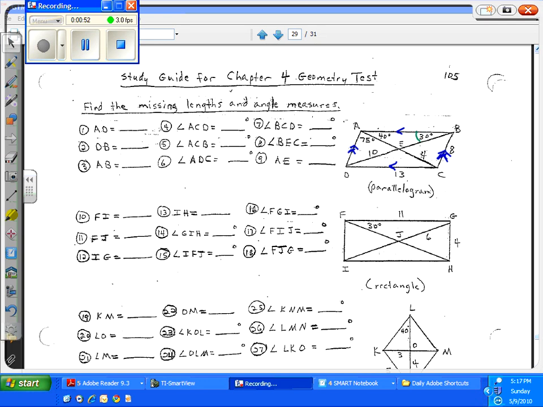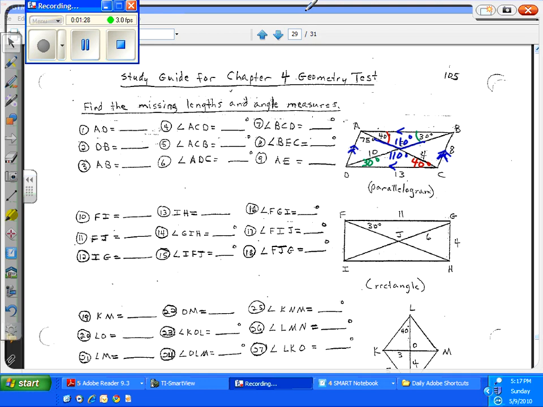So this angle right here is alternate interior to this one, so it's 30. This angle up here is alternate interior to this, and so it's 40. The sum of the angles of a triangle is 180, so we could add those two up. 40 plus 30 is 70. 180 minus 70 is 110, so this angle is 110, and the one vertical from it is 110.